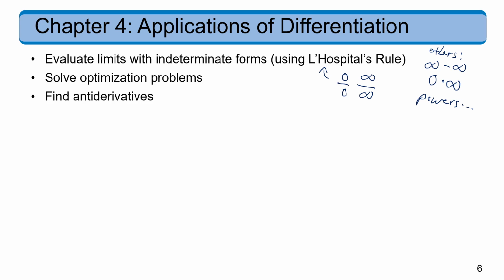And then the last topic from chapter 4 is to be able to find antiderivatives of a function. And we usually express that as finding a general antiderivative. And that means you start by finding one antiderivative and then you just put plus c at the end. And now you have a list of all of the antiderivatives, which we call the general antiderivative.